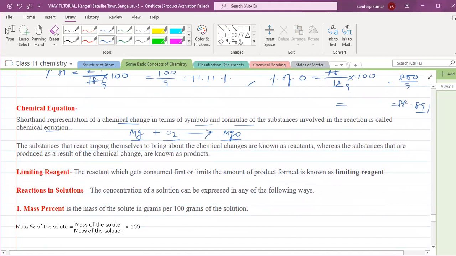The substances that react among themselves to bring about chemical changes are called reactants, whereas the substances that are produced as a result of the chemical change are called products. One concept is there, limiting reagent, that you should know. The reactant which gets consumed first, or limits the amount of product, is known as the limiting reagent. Very important concepts.